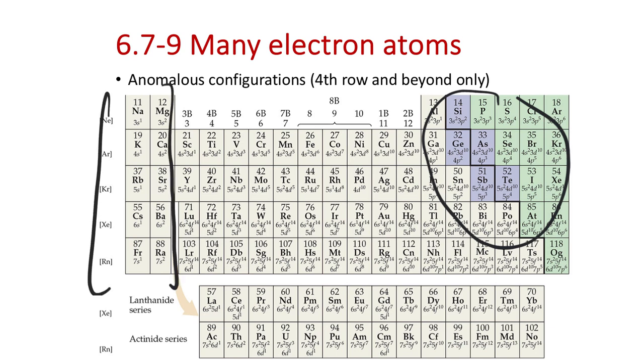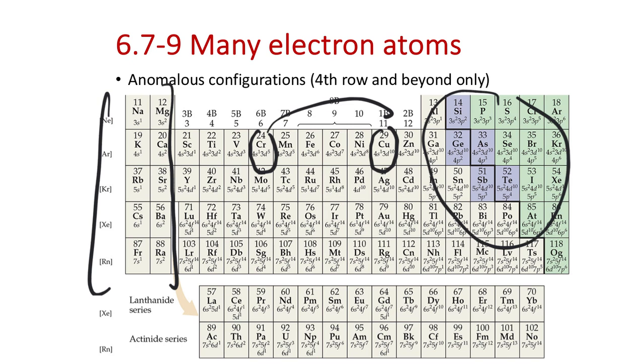We do see some configuration anomalies with things like chromium. We see a configuration anomaly with copper in the first row of the periodic table. And then we see some configuration anomalies in the second row. So we do need to talk about that a little bit. I don't think there's enough time left today to get into it, but we do see some configuration anomalies. There's a few of them in the 3D, 4D, 5D blocks, and there's a few in the F, the 4F, and then the 5F blocks.